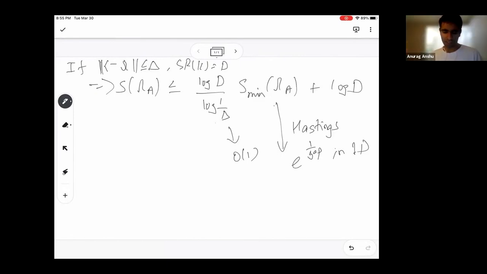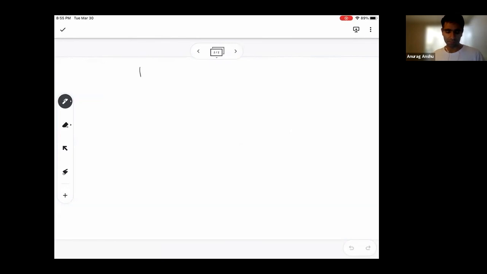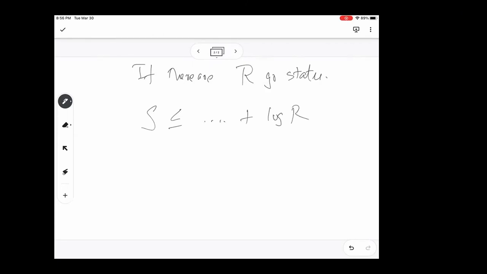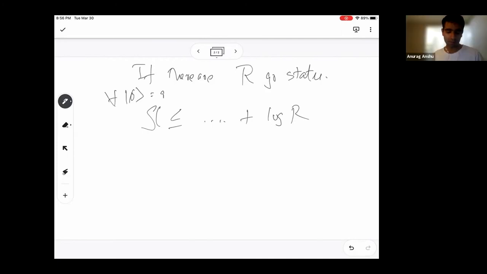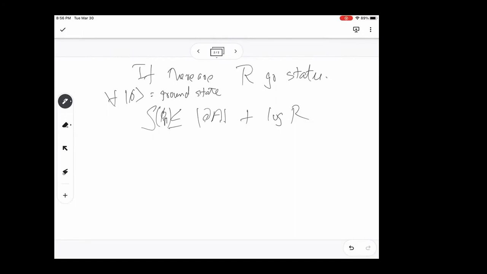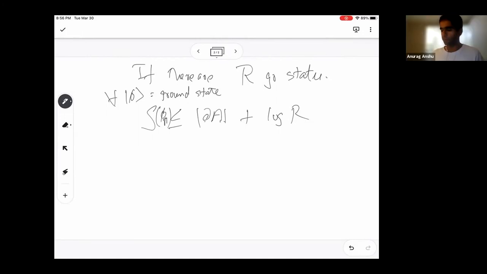So if there is a ground state degeneracy, let's say there are R ground states, so the dimension is R, then entropy is less than whatever before plus log R. Entropy of any ground state: for all psi in the ground space, entropy of psi A is less than the area bound we had, plus log R. And what happens to the maximum state in the ground space? For the maximum state, we don't know.